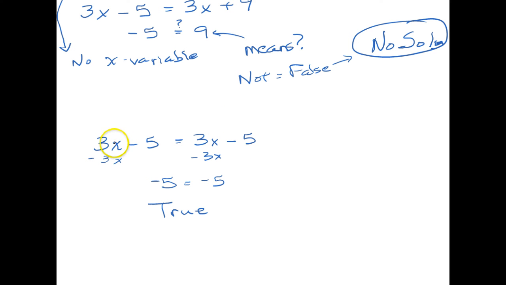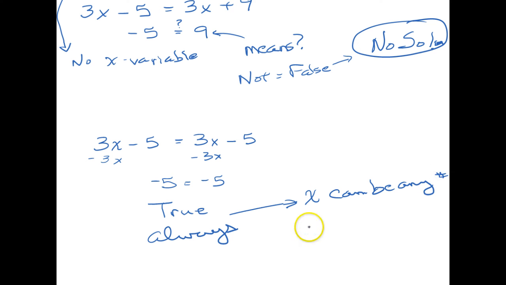We could pick 100. 3 times 100 is 300 minus 5 is 295. So it's always going to be true. Well, since it's always true, what is your final answer as far as what your x values will be? Well, x can be any number.